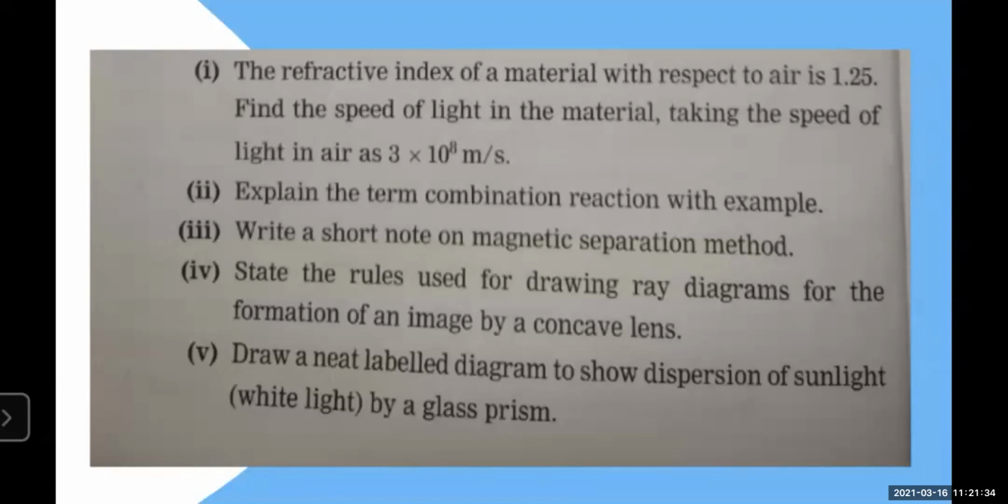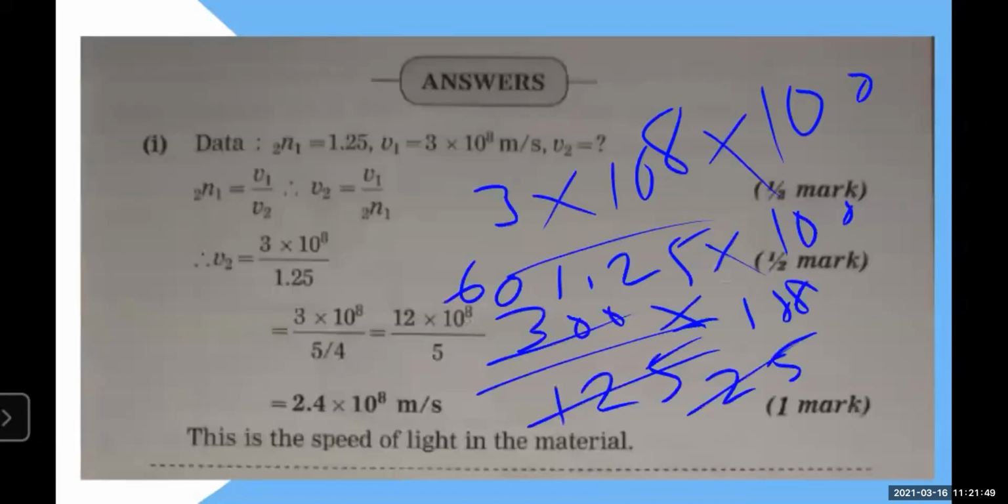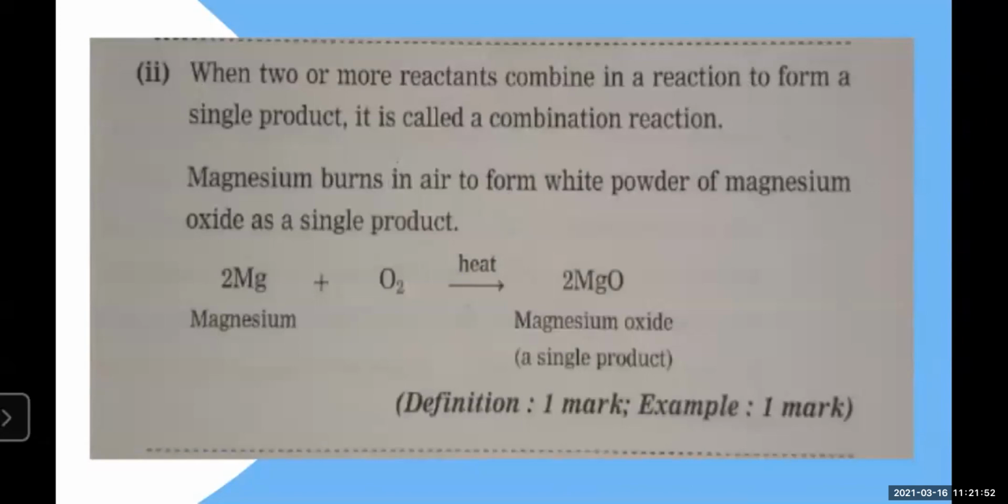So you have to understand that combination is very simple, that from different two or more chemicals they are reacting with each other and they are giving one product, only one product. So that is combination reaction. We will see the answer how to write. When two or more reactants combine in a reaction to form a single product, it is called a combination reaction. So this is the symbol. How you will understand this is a combination reaction? Two or more reactants are there and you are getting one product.